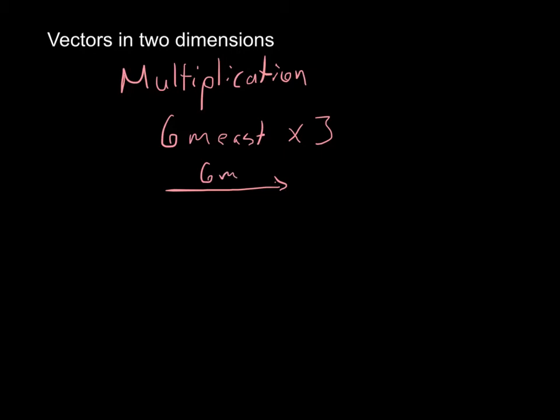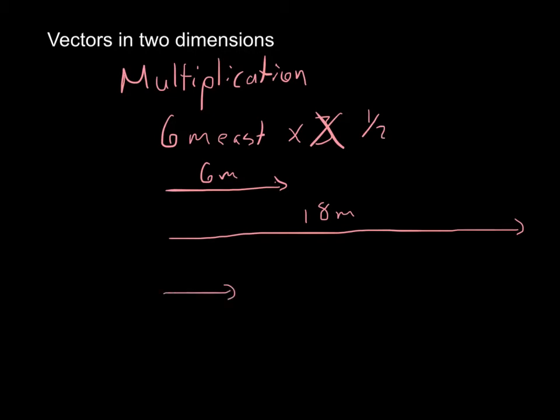And by multiplying it, all I'm doing is changing the length of the vector. So if I multiply it by 3, it's 3 times as long, and so now it's 18 meters to the east. So all the scalar is going to do is just change it. If instead of 3, I multiplied it by a half, then it'd be half as long, and it'd be a 3 meter long vector. So multiplying by a scalar is just going to change the length of our vector.